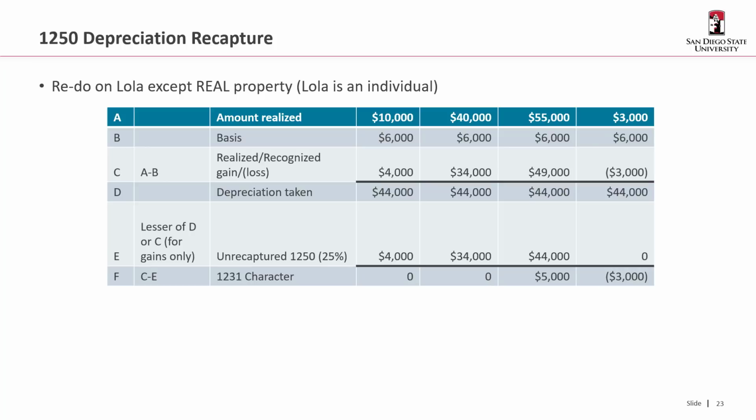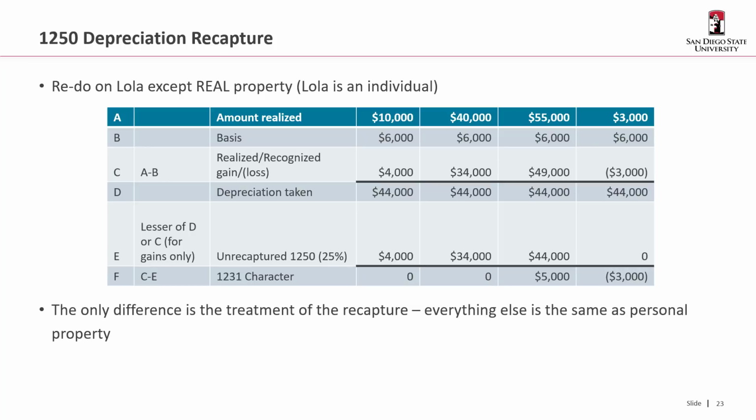And then lastly, we have our loss column, and you can see that recapture does not apply to losses, and so as a result, that just falls to a 1231 loss. So if you were to compare this with the personal property slide we did for Lola, you would see that there is only one difference, and that is the character of what we do with the depreciation. Before, we treated it as ordinary. For real property, for individuals, we treat it as unrecaptured Section 1250, taxed at 25%.